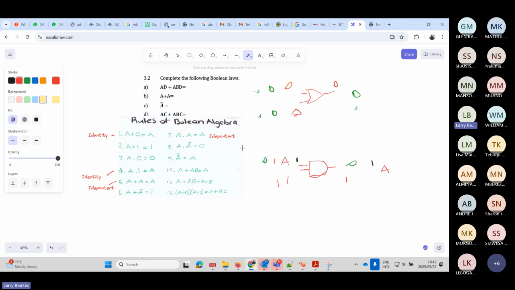So the other law that we have is the annulment law. So annulment law, it's this one, number 2 and number 3. So A, if we take an A, then we OR it with a 1, the answer will be 1. A AND with a 0, the answer will be 0. Okay, let's try to prove it. So let's say here we have a 1. We put it here. We have a 1 here. Then they are saying it doesn't matter the value of this A, right? The output is going to be 1. Let's see if they're telling us the truth, right?